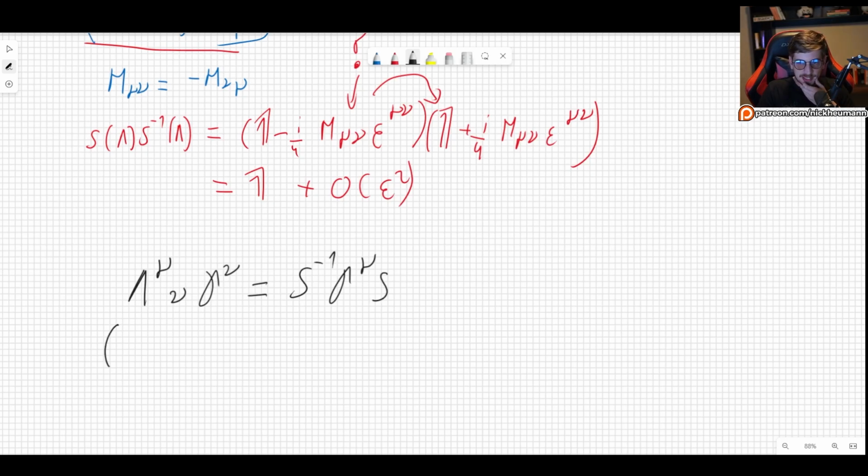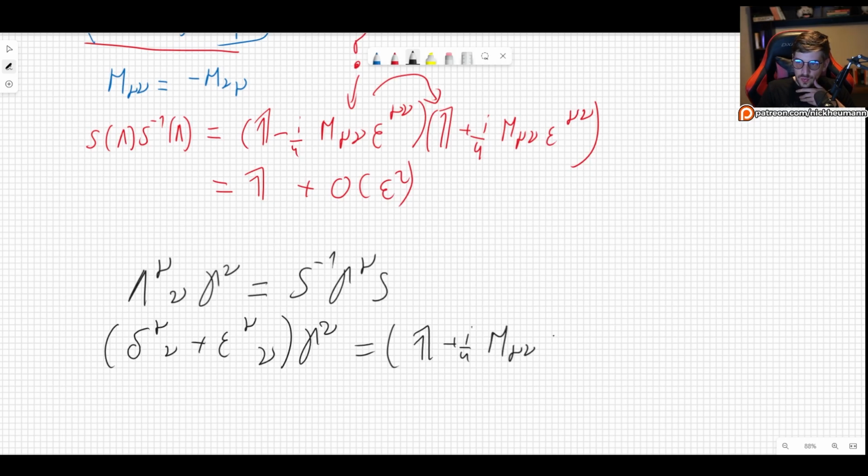Infinitesimally, lambda mu nu, as we saw, is simply delta mu nu plus epsilon mu nu, and we multiply this by gamma nu. Then we have S to the minus 1, which we know is the identity plus i over 4 M mu nu epsilon mu nu. Then we have gamma mu. And then we have S, which is 1 minus i over 4 M mu nu epsilon mu nu.